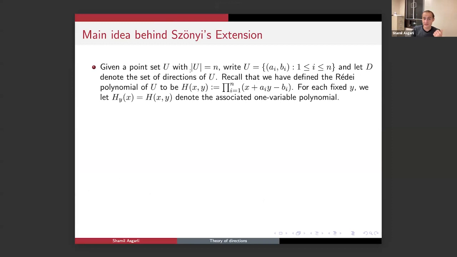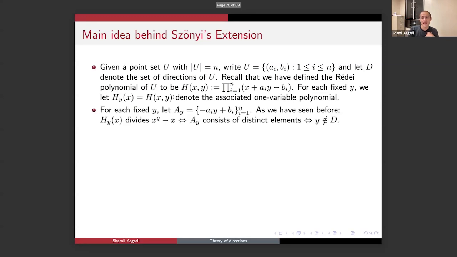First, given a point set U with n points, we again label the points of U in this way, (a_i, b_i), where i is between 1 and n. Then let D denote the set of directions of U as before. And as before, we have the Rédei polynomial, which is a product of linear factors, x plus a_i y minus b_i. And again, for each fixed y, we have this specialized Rédei polynomial, which you think of as a polynomial in one variable, x.